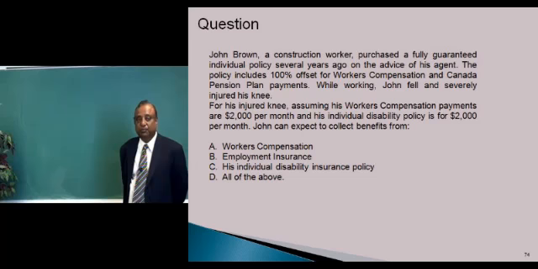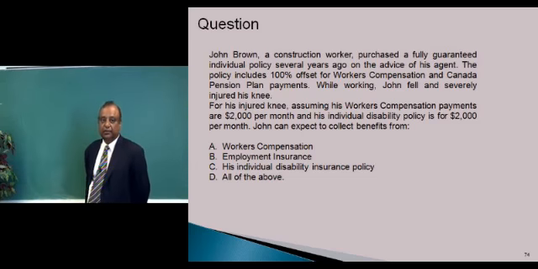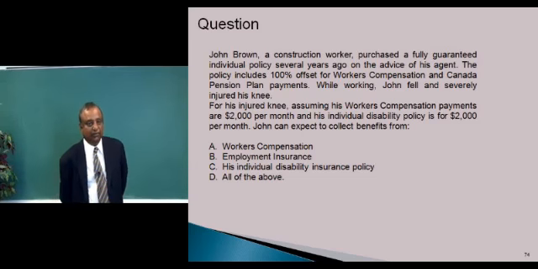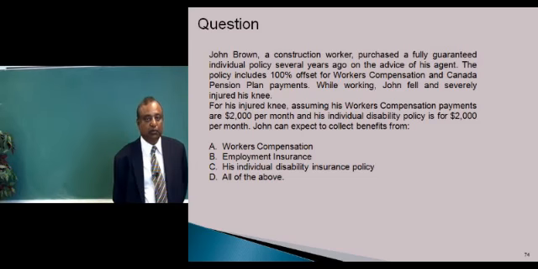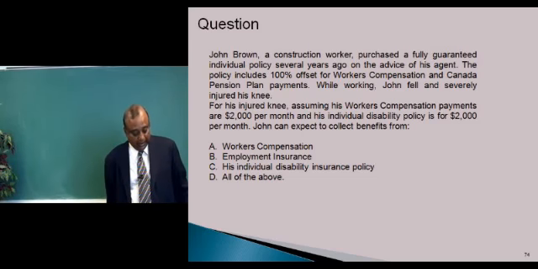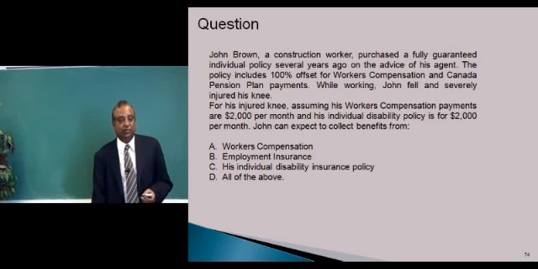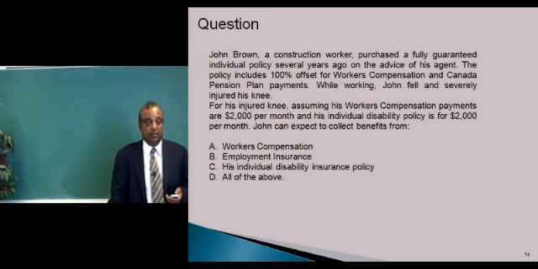Now, obviously, his policy has an offset, which means it will reduce whatever he receives from workers' compensation. His policy is for 2,000 and he receives 2,000 per month from workers' compensation. So his policy will not pay him anything. Workers' compensation, of course, will pay him 2,000. And employment insurance will not pay him anything because it reduces whatever you get from workers' compensation. So the answer in this case is again A, workers' compensation only.